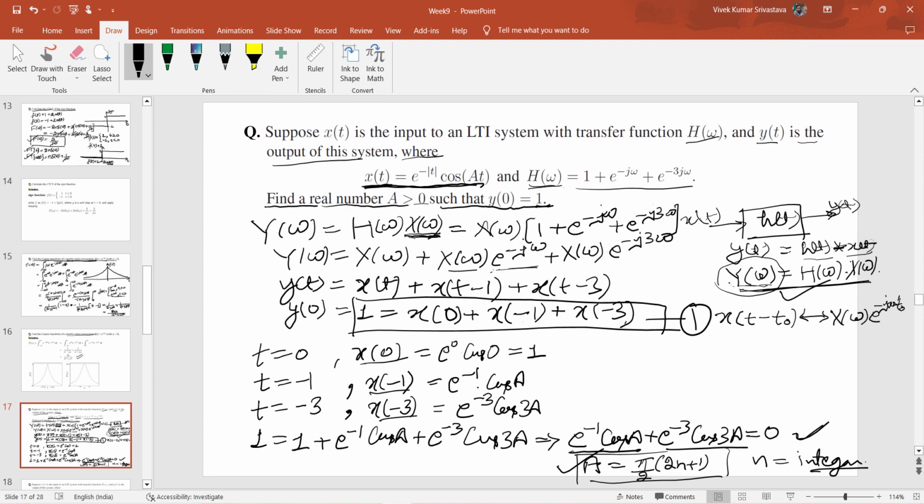So 2n plus 1, how did you get the integer multiple? But 2n plus 1 is an even multiple. How? Let us suppose the value of n will be 0, 1, 2, whatever you substitute here for the value of n, you will get a multiple of pi by 2 only. For example, for n equals 0, you will get pi by 2. If n is equal to 1, this will be 3 pi by 2.